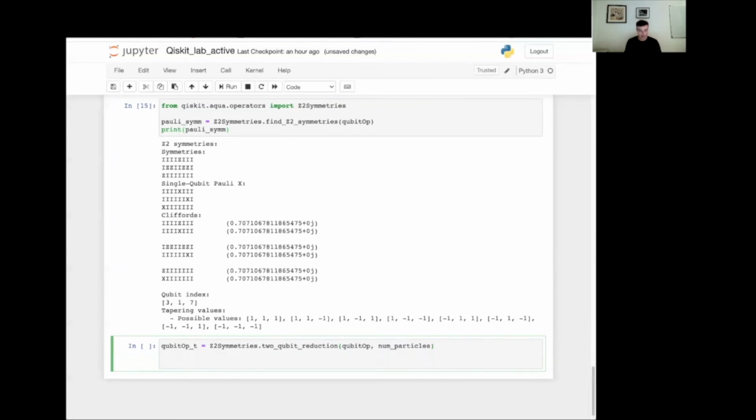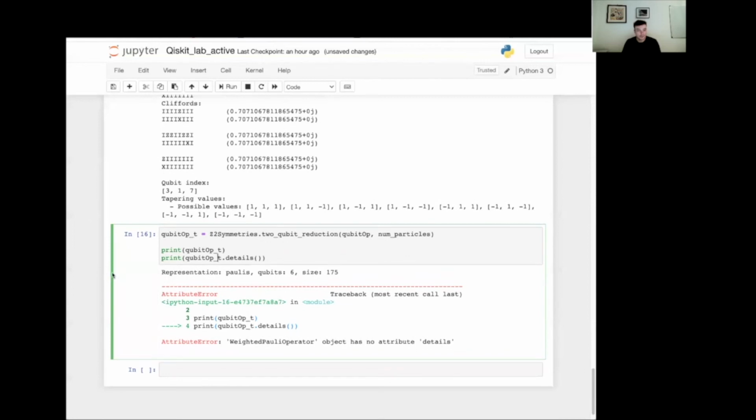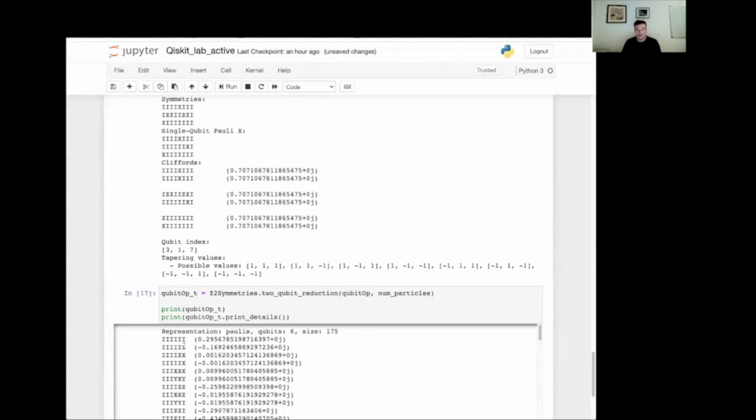Okay. And after this, let's print the tapered qubit operator together with its details. Let's see what we get. Oh, we got an error. So it was actually print details. Okay, so now we see that our tapered operator is actually defined only on 6 qubits instead of the previous number of qubits, which was 8.